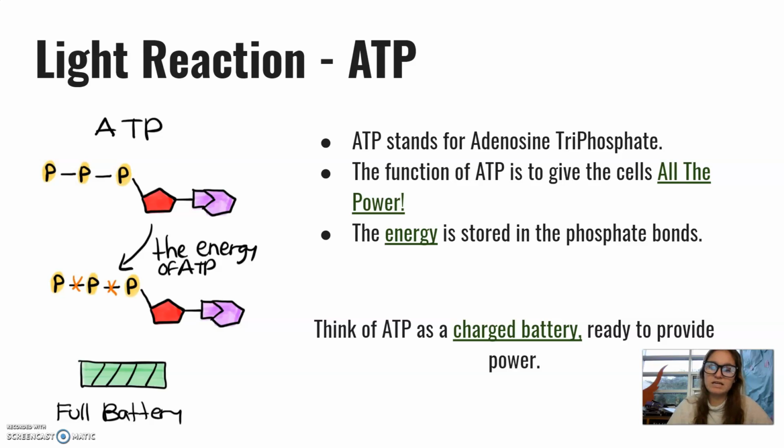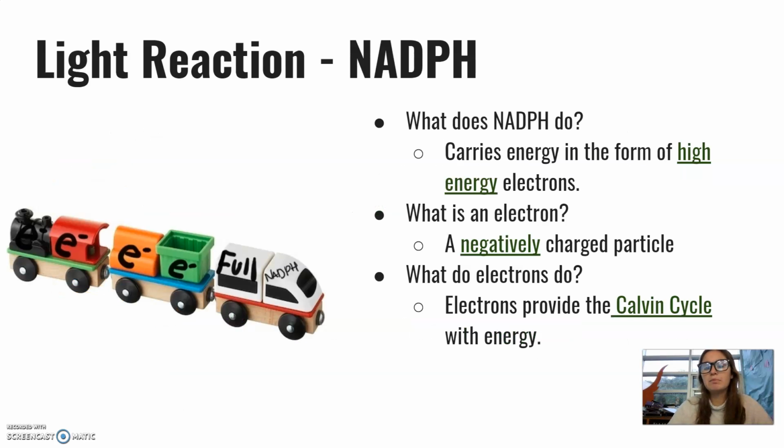The whole purpose of ATP is to give the cells all the power. So another way to remember ATP: all the power. And you can think of this as having a charged battery ready to provide power. We have a full battery, it is ready to use. Now, NADPH is similar in that it's an electron carrier. In fact, it's going to carry energy in the form of high energy electrons. And electrons, if you've been in chemistry before, are negatively charged particles.